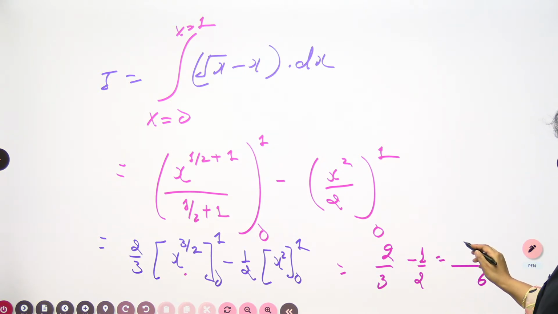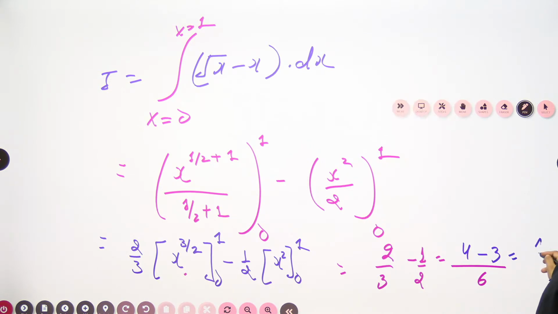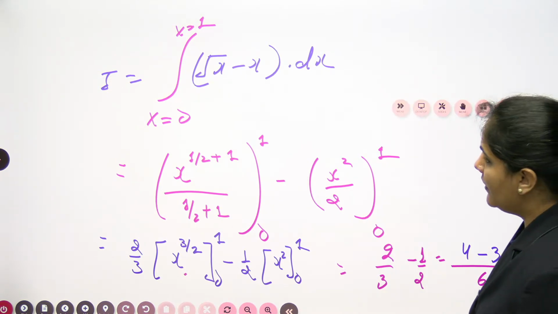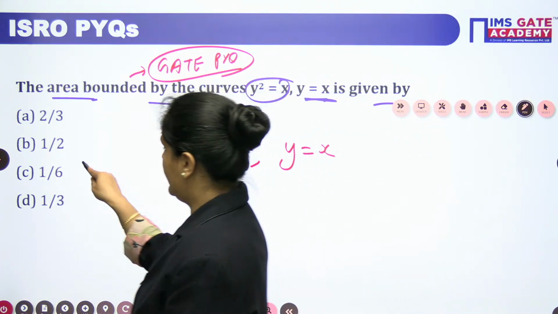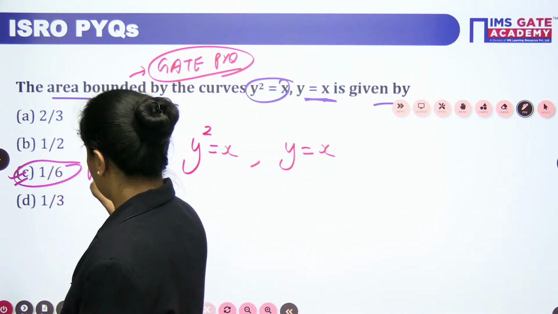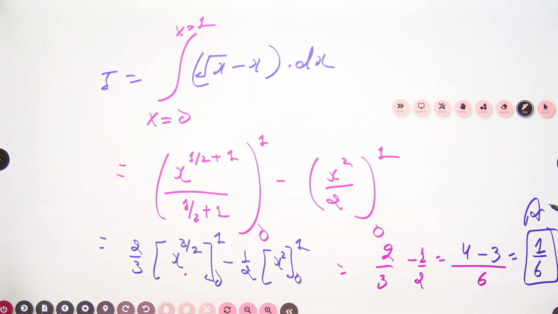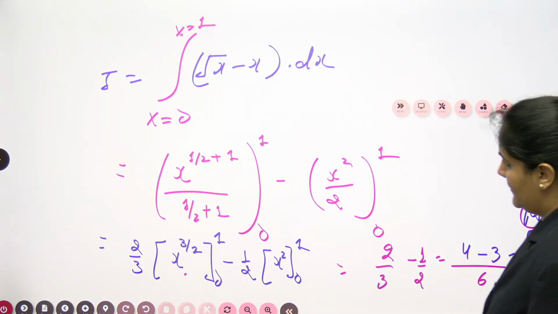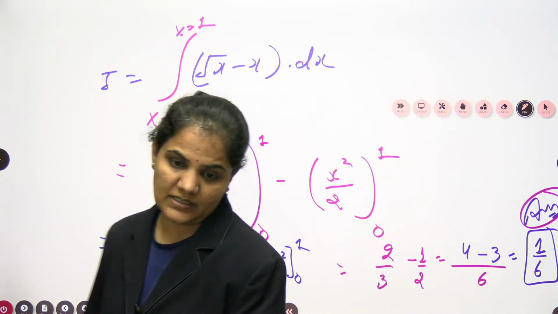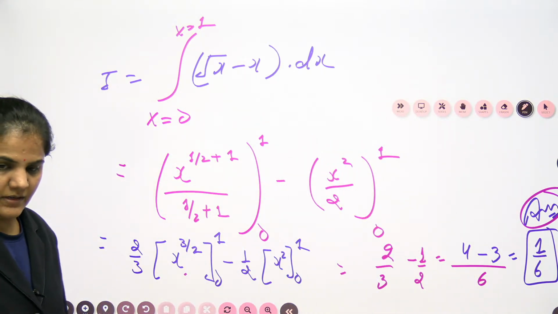So 3/2 into 6, 2/2 into 4, 2/3 into 6 minus 3. So my result is 1/6, which I can see in option C for Chennai here. This is my final answer, which I can see in option C for Chennai.